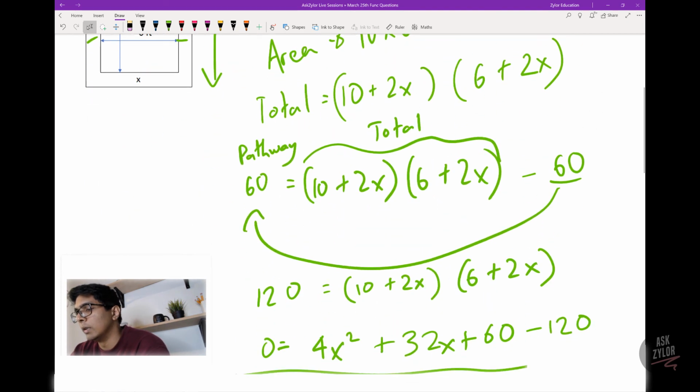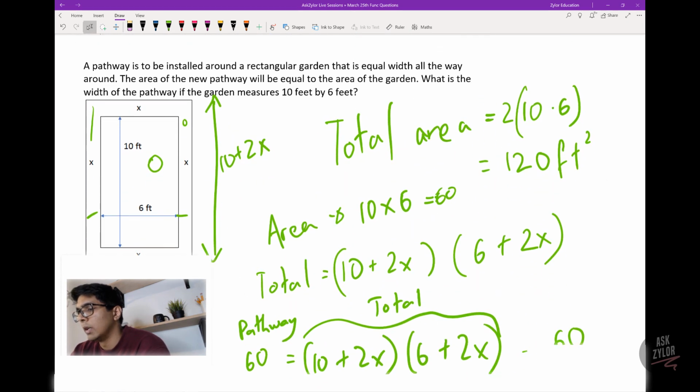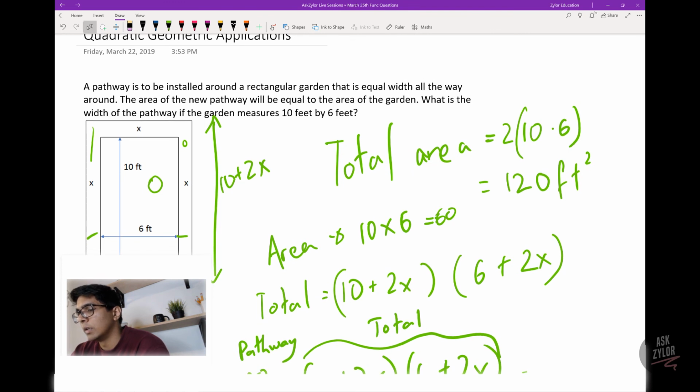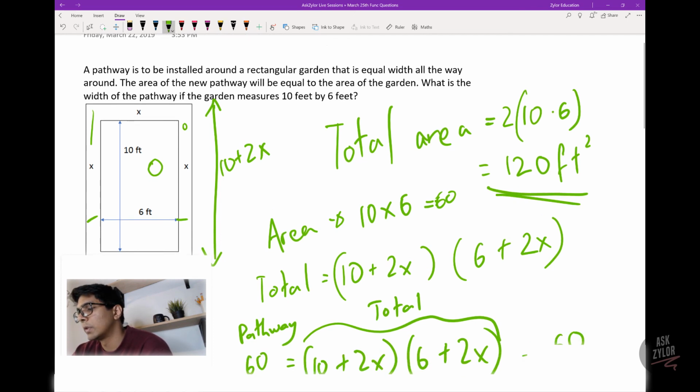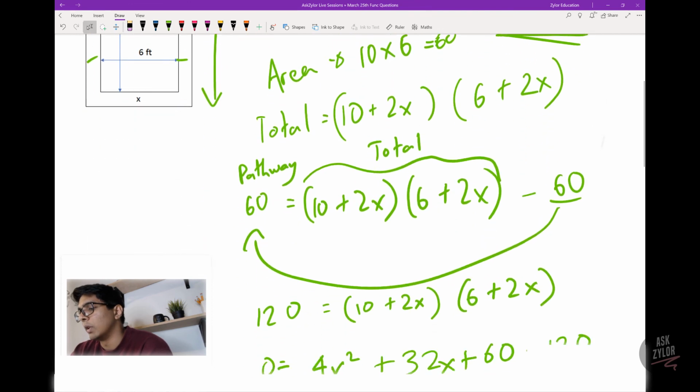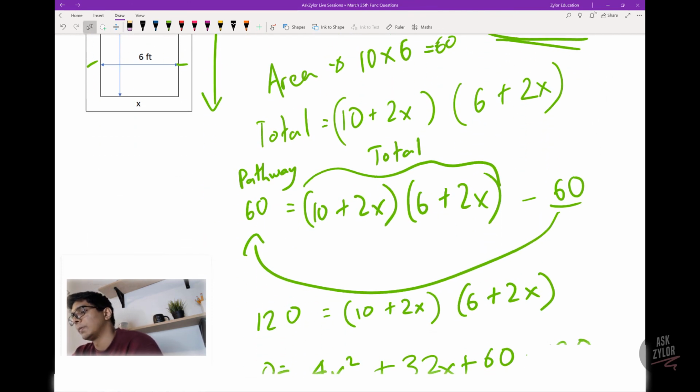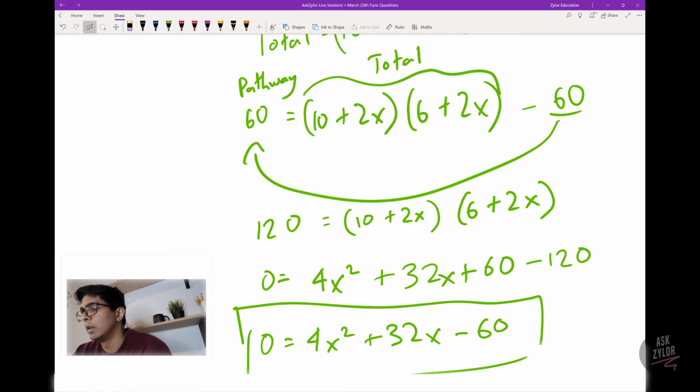So that did take a while, so just to recap what we did. I know my total area is going to be 10 times 6, which is the inside area, times 2, because they told me the inside area and the area of the pathway are both the same. So I came up with 120 feet squared, and then I came up with an equation that said the pathway is equal to the total area minus the inside. And I know the areas of the pathway and the inside because they told me it's going to be 60 for each. And then I went ahead and isolated for my function.